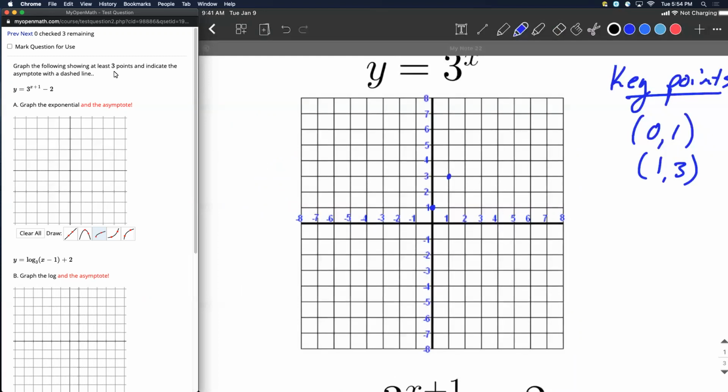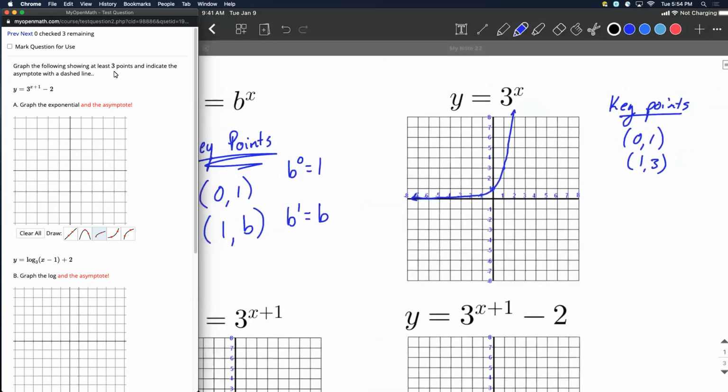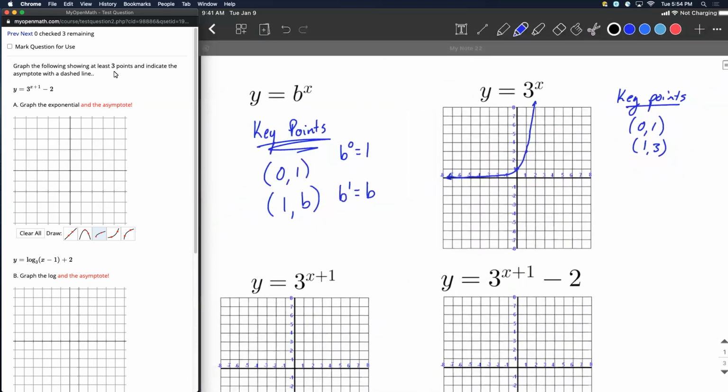And the rest of this graph is going to get close to the x-axis as you move off to the left-hand side. So it has a horizontal asymptote that starts at the x-axis at y equals 0. So we're going to have to remember that when we move this off of the x-axis. Normally, we don't use a dashed line to indicate it until it moves off of the x-axis. So start with those key points.